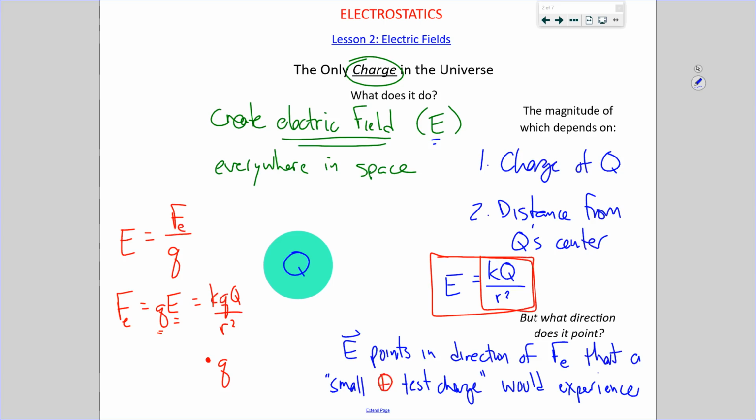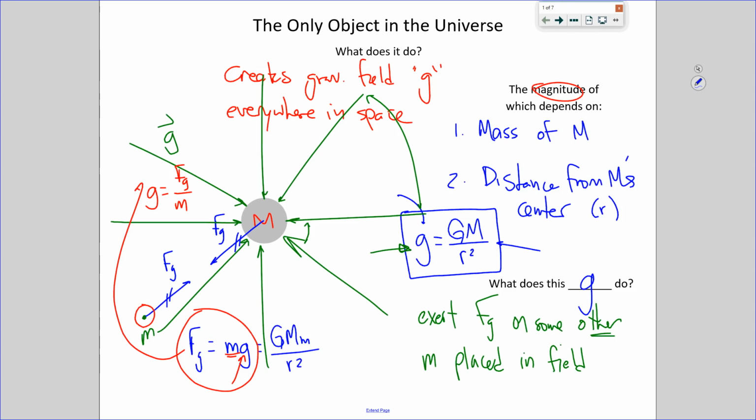You'll see this phrase, a small positive test charge. Test charge, the idea is it's a tiny little bit of charge. It doesn't do anything. It's just there to feel a force, right? Just like saying, well, this mass here, we don't care about the gravitational field that that mass creates. It's just there to feel forces.